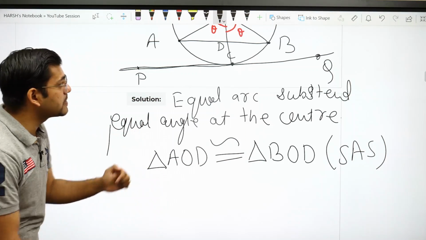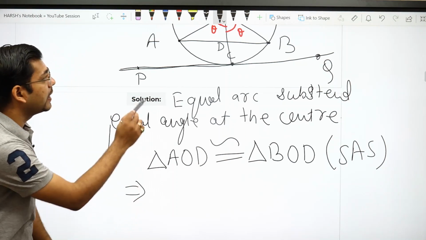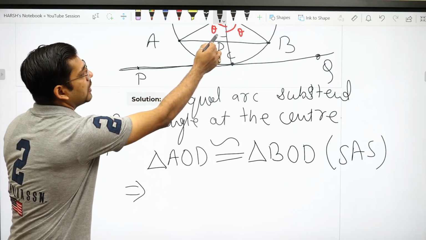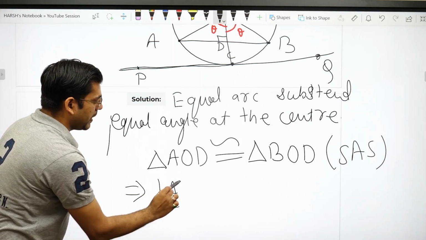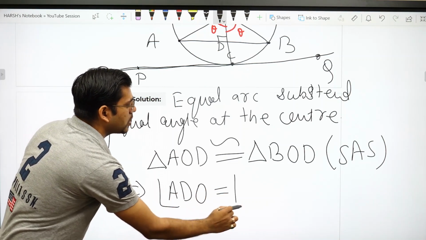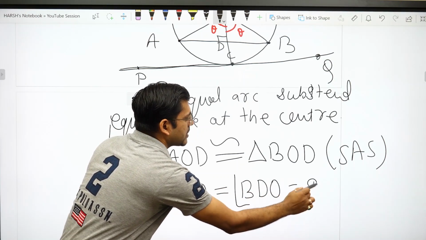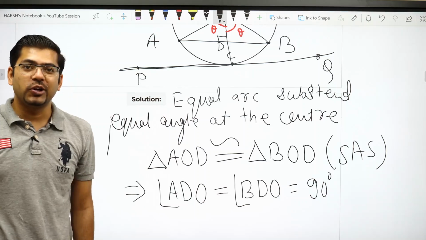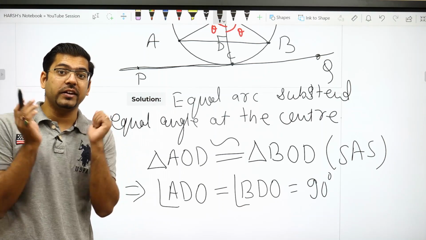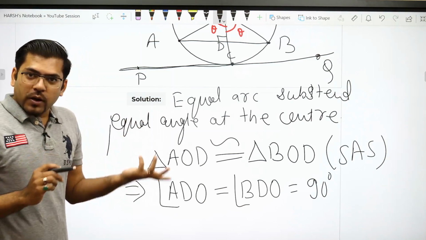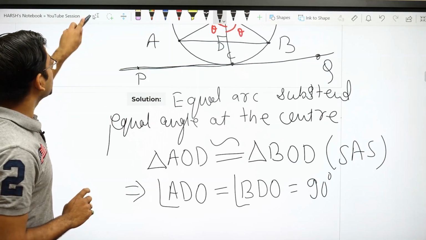So this makes me say this. This implies, I am writing angle ADO. Pay attention, guys. Angle ADO is equal to angle BDO. And if both the angles are equal, this will be nothing but 90 degrees. Do you know that? This will be nothing but 90 degrees. Now, question proved. How this is proved?